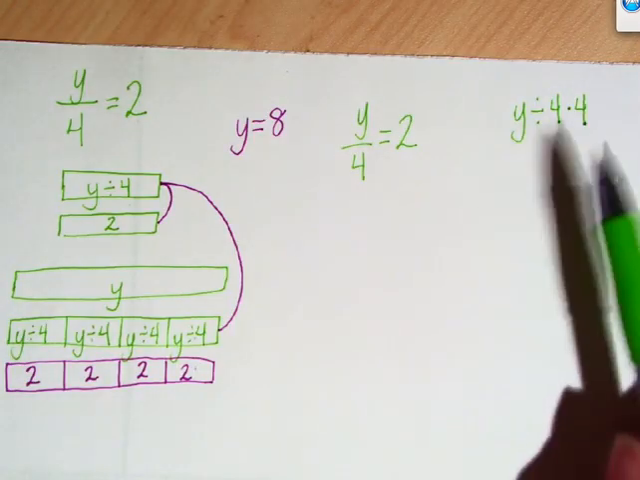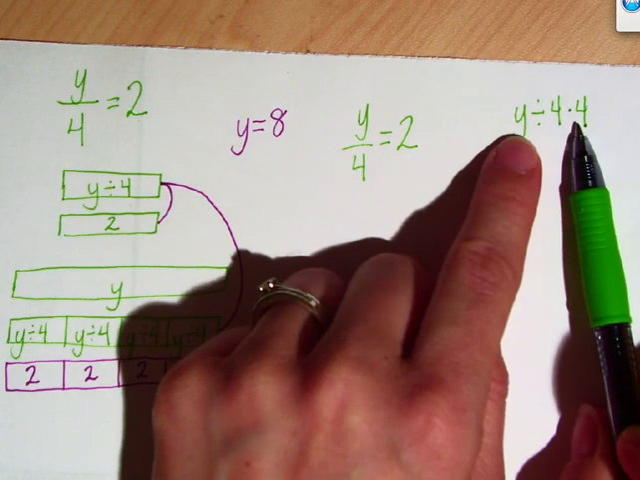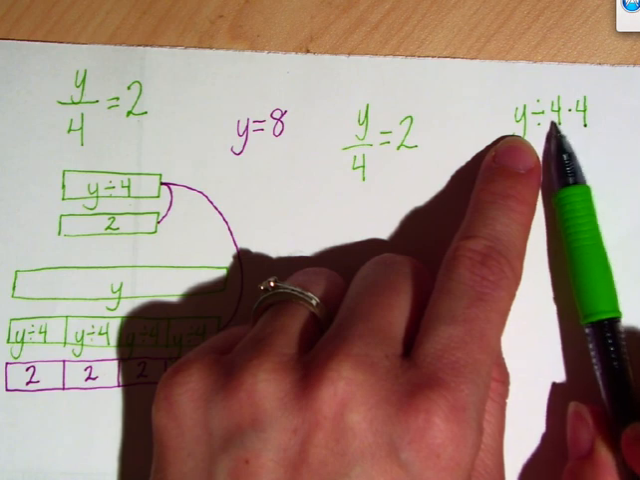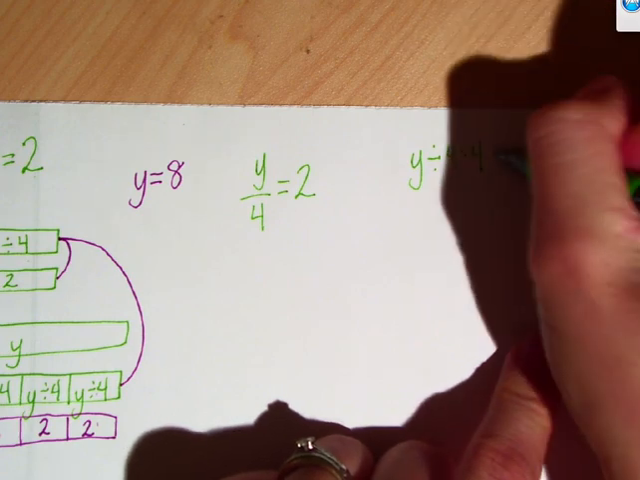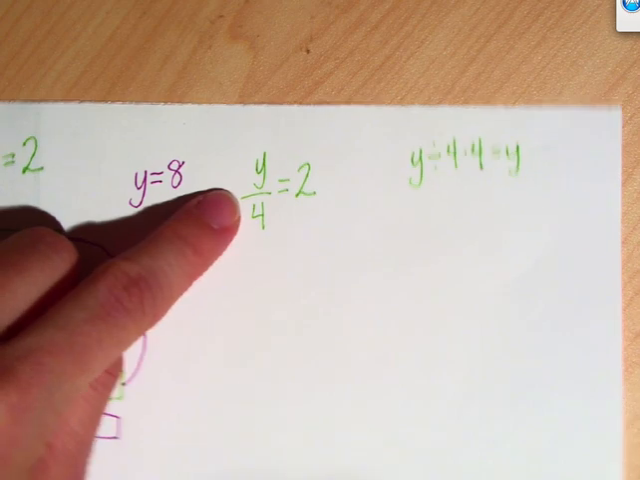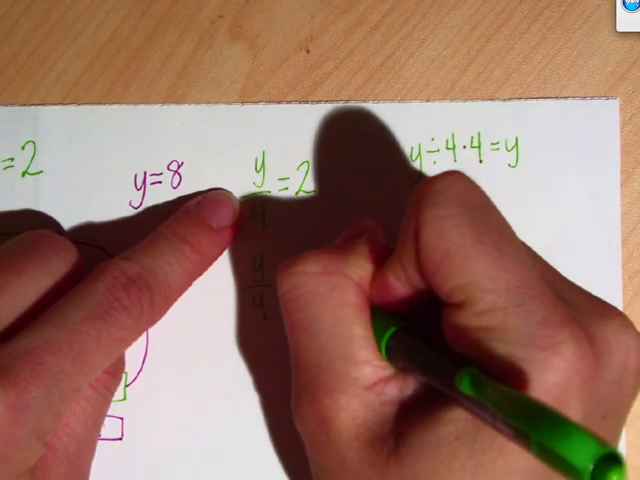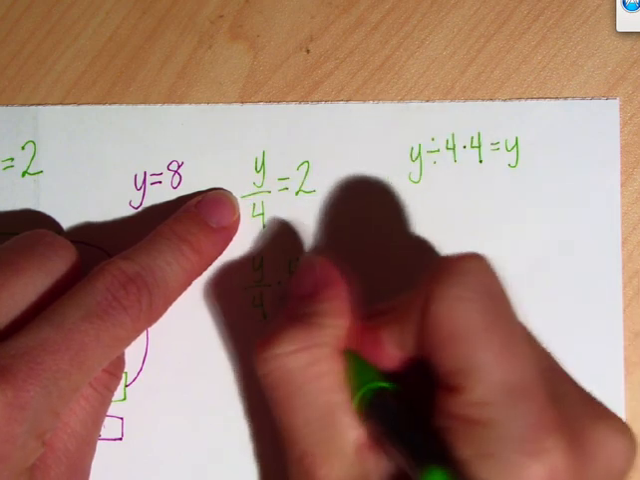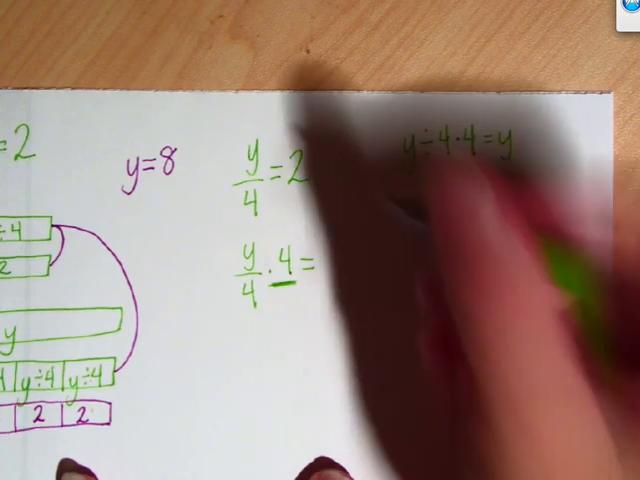This is the same way. We started with a division and we have a multiplication. We want to get y alone, so we're going to divide by or multiply by the other number. Okay, so y divided by 4 times 4 is going to give us y. All right, so if we go back to our original problem, we have y divided by 4 times 4. This is what we did right here. That's not my division sign, that's my underline.